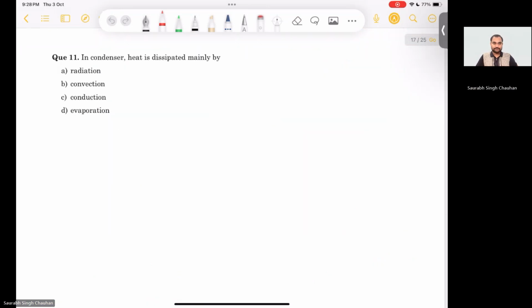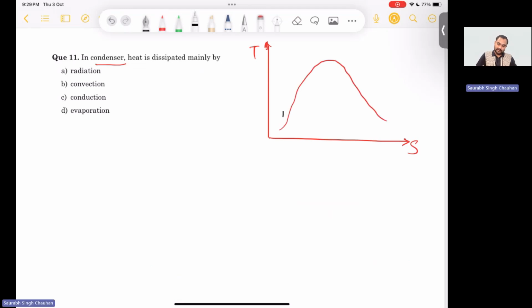Question number 11. It says, in condenser, heat is dissipated mainly by, so there are certain modes of heat transfer: radiation, convection, conduction, or evaporation. So you know that in a steam power plant, there are four main components. The water is pumped to a boiler.